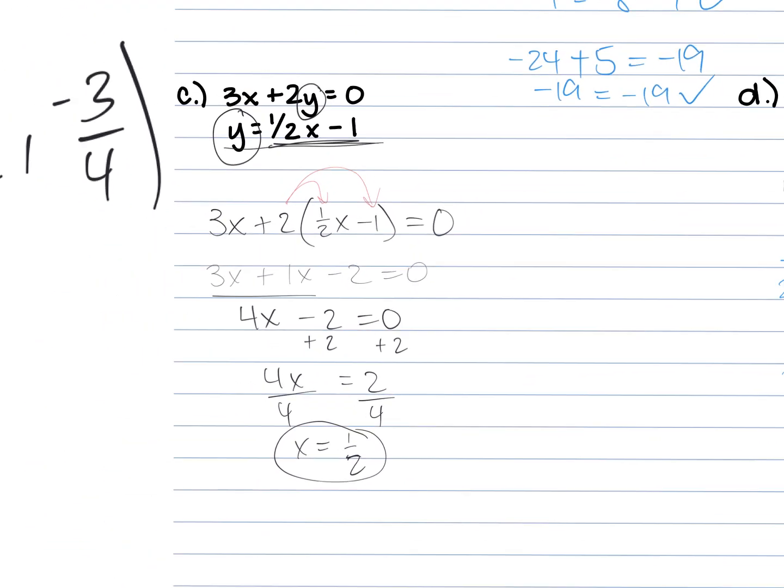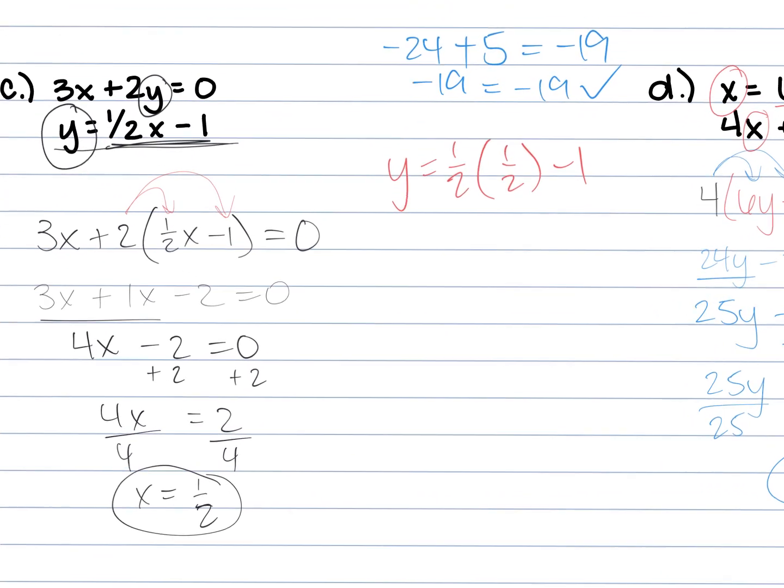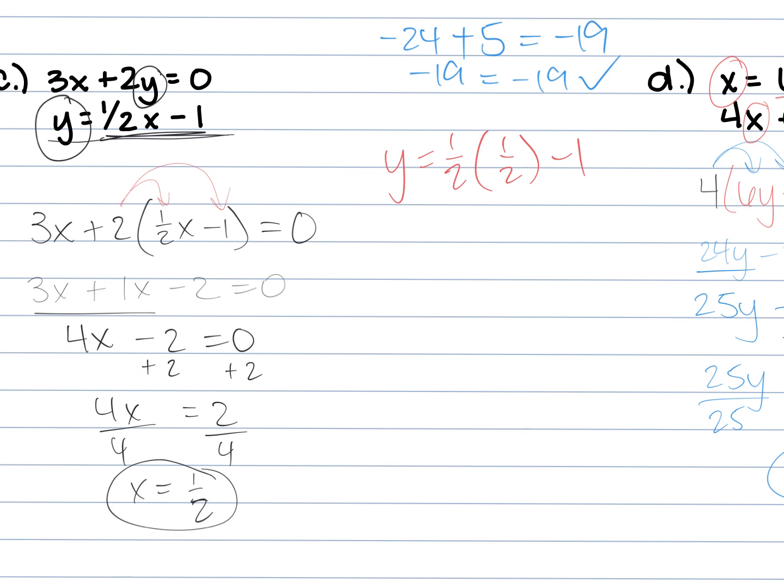All right. Did anyone figure out what y was after x equals 1/2? AJ, go for it. It was negative 3 first. But why? What did you do? I plugged in the x for the second one. Okay, so y equals 1/2 times 1/2 minus 1. Yes? Okay. What did you do? I multiplied 1/2 times 1/2.